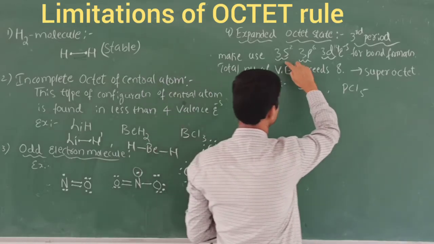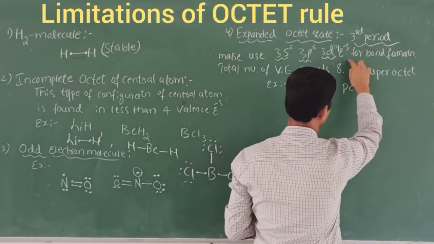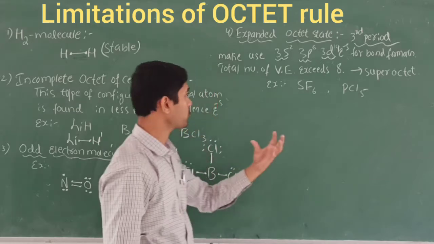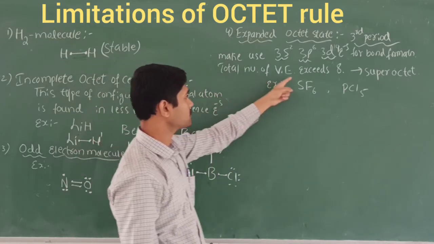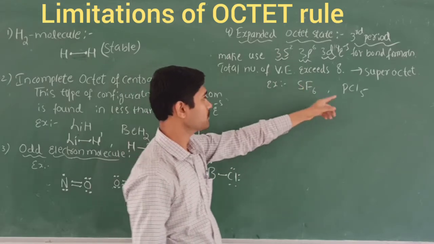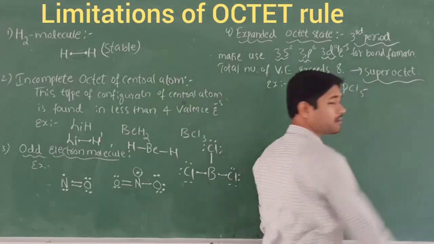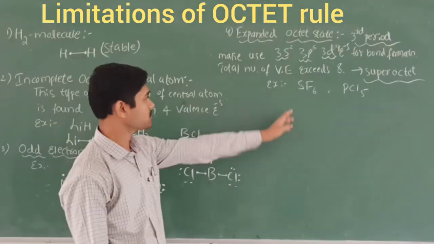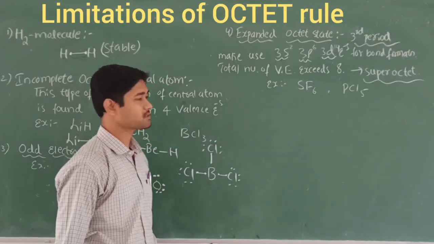So that's why the electrons in these 3s, 3p, 3d orbitals are used for bond formation. Now the total number of valence electrons exceeds 8. So that is also called super octet. Examples are SF6 and phosphorus pentachloride.